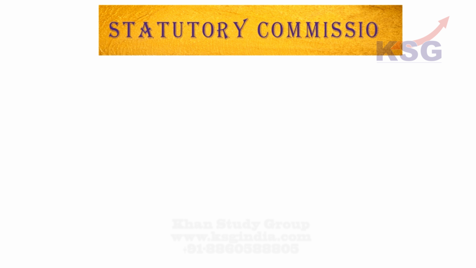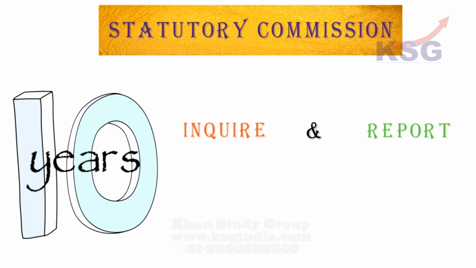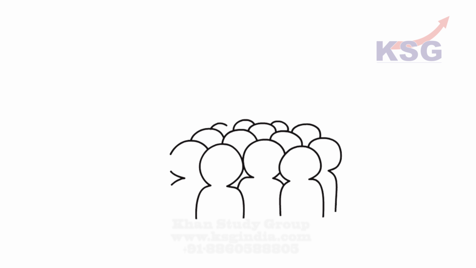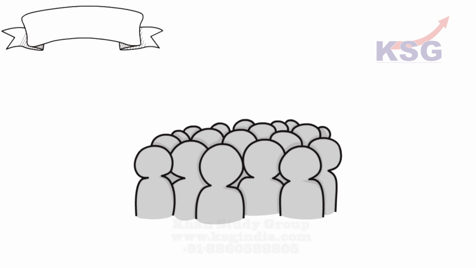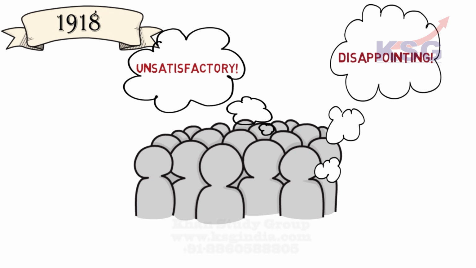The reforms also provided for the appointment of a statutory commission after 10 years to inquire into and report on its working, that was the Simon Commission. However, these reforms were not appreciated by the Indians, and the Congress in its special session in August 1918 declared the reforms to be disappointing and unsatisfactory.